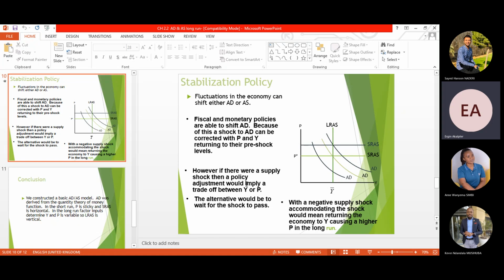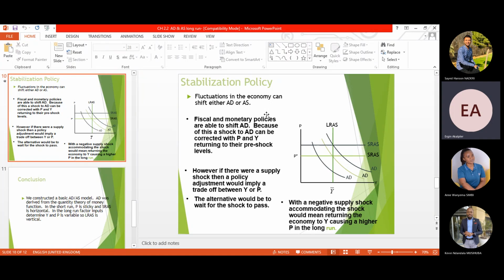Because of these shocks, which possibly occur in the aggregate demand, can be corrected with P and Y returning to the pre-shock levels, as I mentioned, by using these policies and measures. However, if there were a supply shock, then a policy adjustment would imply a trade-off between Y and P. Y is the output, P is the price, and between these two there must be reasonable parallel measures for balancing the economy.